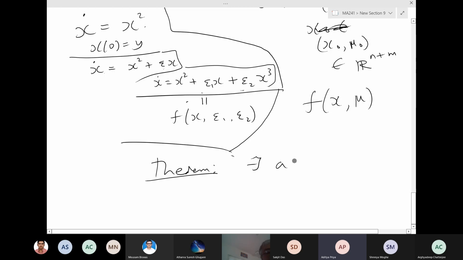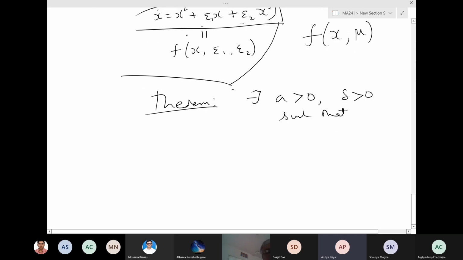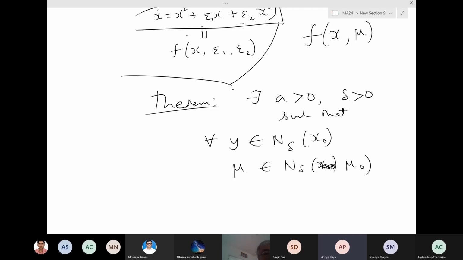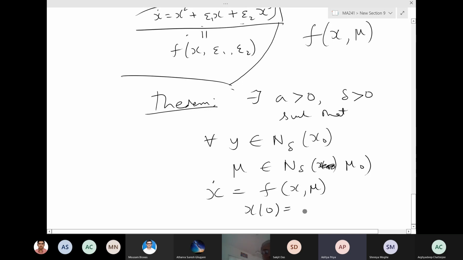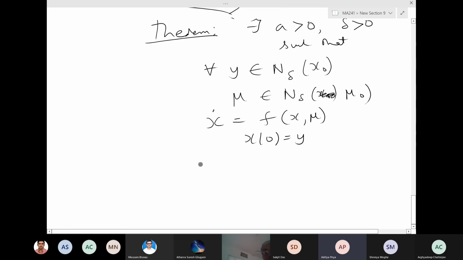there exists a greater than 0, delta greater than 0, such that for all y, so I'm allowing the parameters and the initial condition to vary as well, in the delta neighborhood of x naught, mu in the delta neighborhood of mu naught, oops, not x naught again, mu naught, the system x dot equals f of x, mu, with x0 equal to y, has a unique solution.